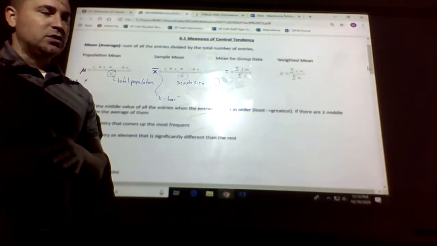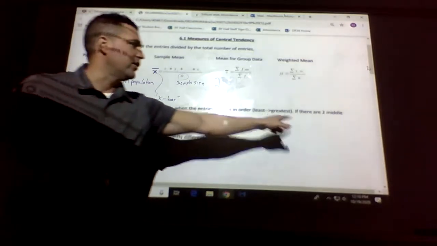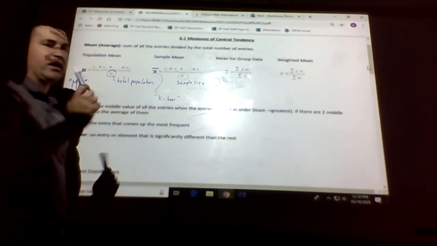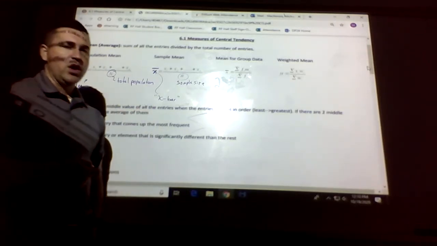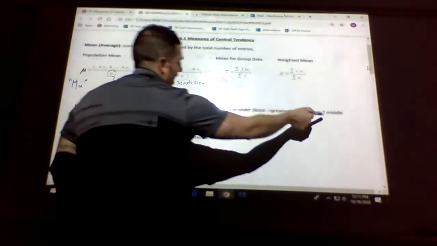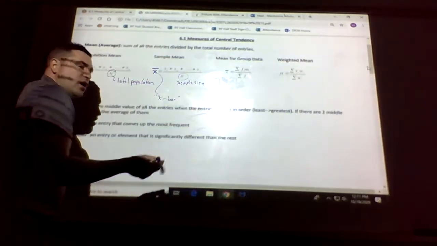So that's the mean, then we have median. Median is the middle value. When you list out all your values from smallest to largest, or least to greatest, we take the middle value. You must make sure that the entries are in order. If they're not in order, you cannot do the median. If there are 2 middle values, so it's not just one, add them together and divide by 2. So take the average.